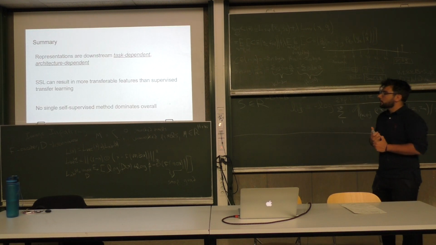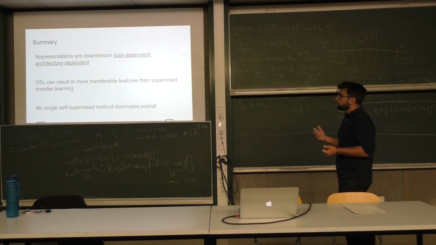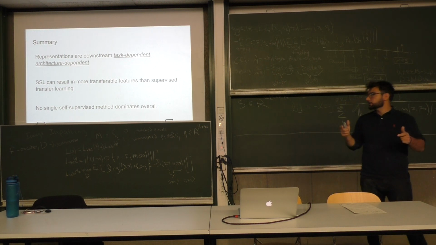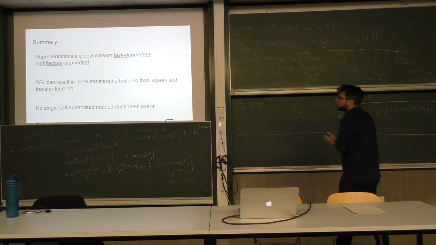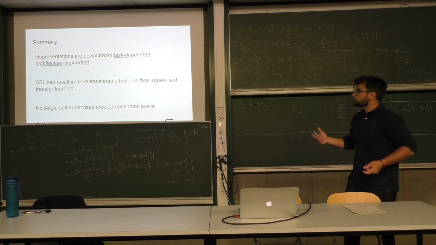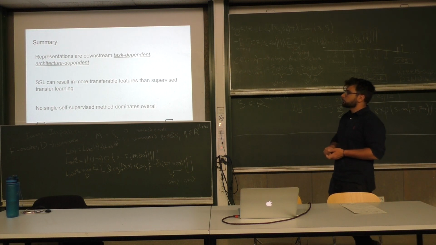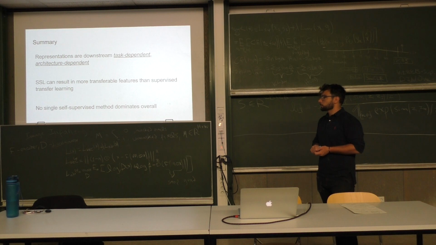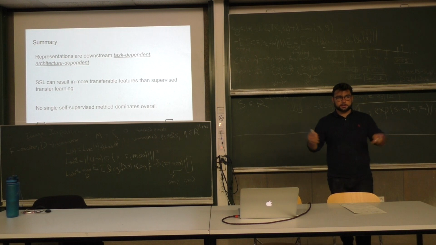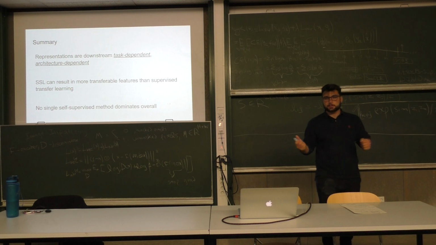Okay, just to summarize. The three main points: first, the representations are highly dependent on the downstream task. And usually, most of the time, also architecture dependent, even though with the latest models, everybody is just adopting the vision transformer. We will probably cover it later in the course. It's not significantly different from the transformer we have seen in the deep learning class.